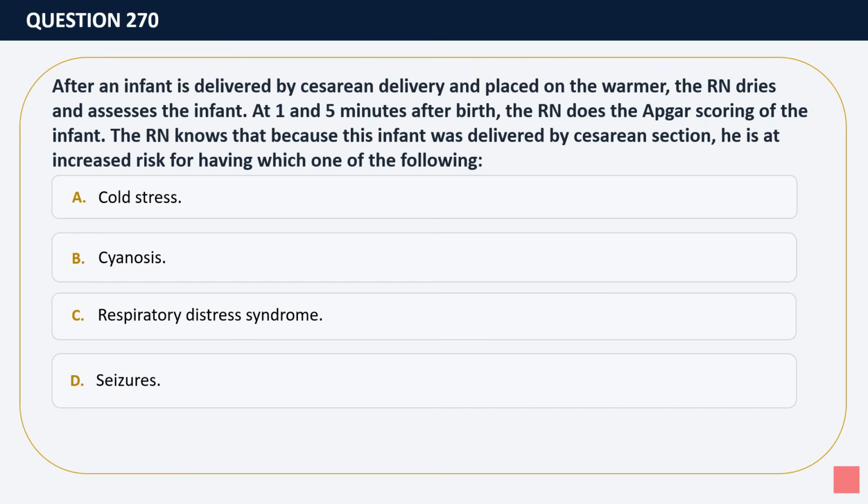Question 270. After an infant is delivered by cesarean delivery and placed on the warmer, the RN dries and assesses the infant. At 1 and 5 minutes after birth, the RN does the APGAR scoring of the infant. The RN knows that because this infant was delivered by cesarean section, he is at increased risk for having which one of the following? A. Cold stress. B. Cyanosis. C. Respiratory distress syndrome. D. Seizures.